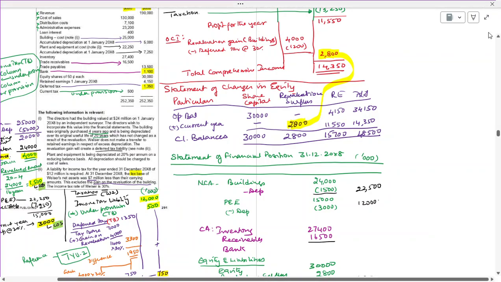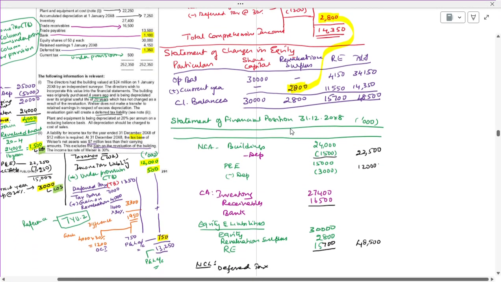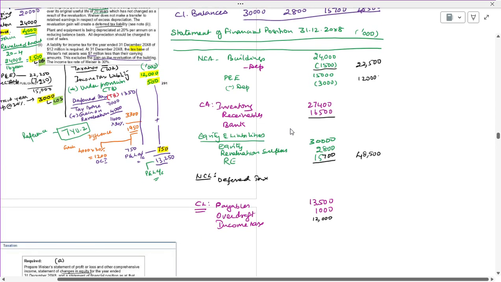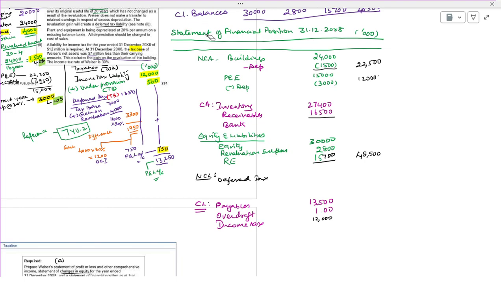1,100, yes. In continuation with the last class, how much is the bank overdraft? It is 1,100. Okay, next.